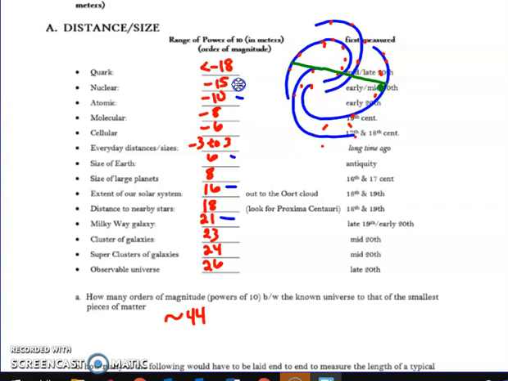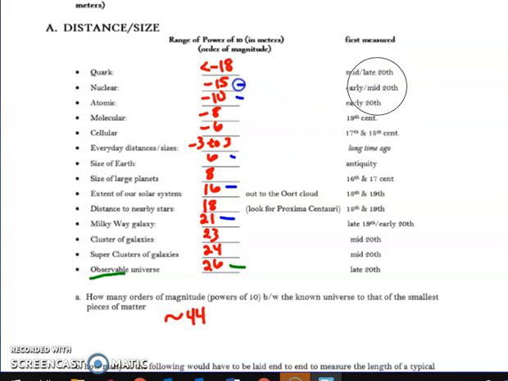The last one that I want to make sure we agree upon is how big our observable universe is, 10 to the 26th. If I have time, I'll show you a video on what is meant by observable as opposed to the whole universe. So the idea of our own universe is pretty complicated and very fascinating.